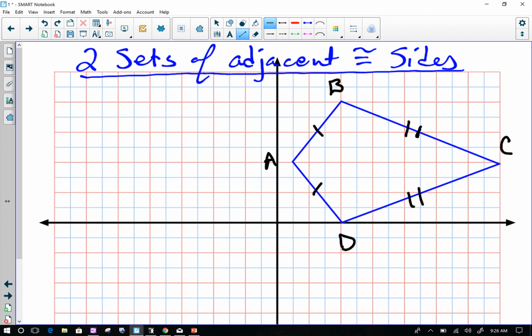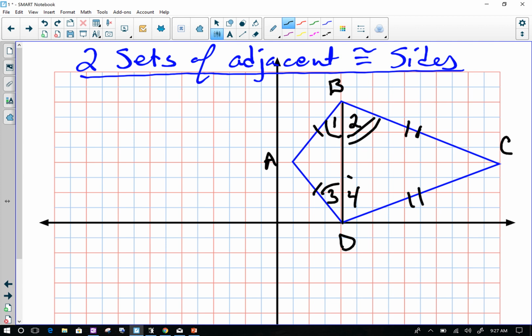Now, if I draw in a diagonal right here from B to D, that breaks the kite up into 2 isosceles triangles. Being that you have isosceles triangles, you have base angles that are congruent. So I'm going to number these angles 1, 2, 3, and 4. Angle 1 is congruent to angle 3 because of the base angles for that left isosceles triangle. And angle 2 is congruent to angle 4 because of the base angles of the right isosceles triangle.